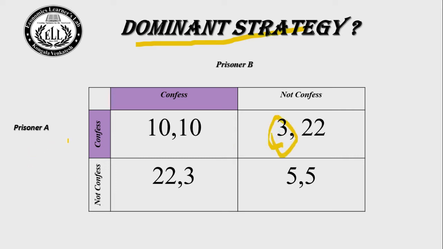Prisoner A's dominant strategy is where he will get a lower level of punishment, that is 3 years, when he confesses. So the best dominant strategy for prisoner A is to confess. Prisoner B also has a best strategy, that is to confess, where he will get 3 years, a low level of punishment. So prisoner B's best dominant strategy is to confess. So both parties will come to the dominant strategy at this point, that is 10 years and 10 years. Let us go to the next slide.